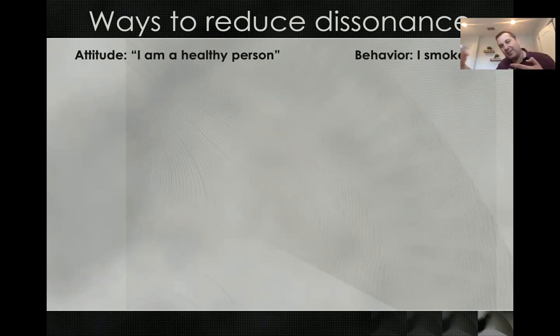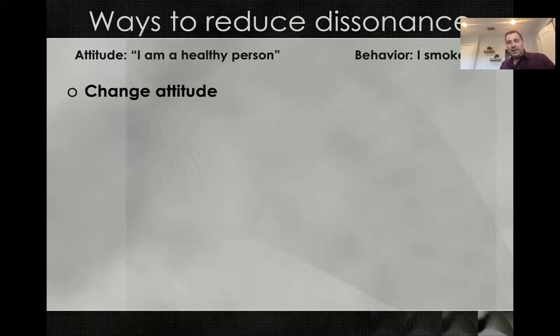If you smoke, smoking's unhealthy for your lungs. So it kind of conflicts with your attitude that you're a healthy person. So that might create some cognitive dissonance in you. So let's look at a variety of ways that you might have of reducing that cognitive dissonance. And the 5 ways I'm going to list here are not an exhaustive list. There are additional ways to reduce your cognitive dissonance as well. But these are 5 of the most popular ways.